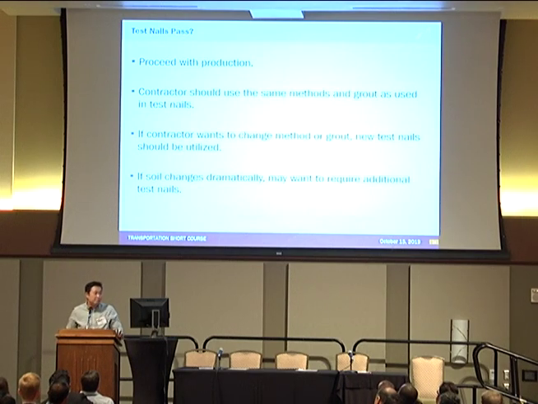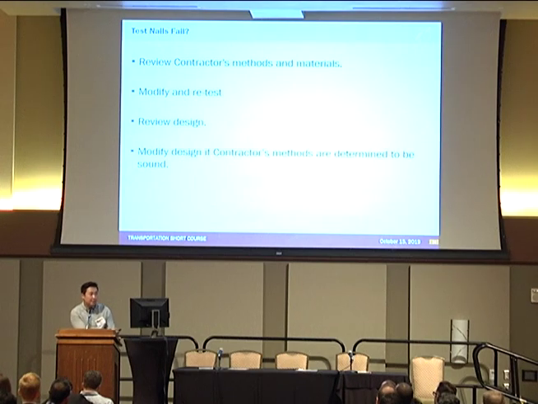Okay, if the test nail passes, we can proceed with production, but the contractor should use the same drilling method and grouting as well. If you see a different soil condition or site condition, the contractor needs to install another test nail and test it. If the test fails, we need to review the contractor's method and material, modify and retest, and or we can review the design as well.